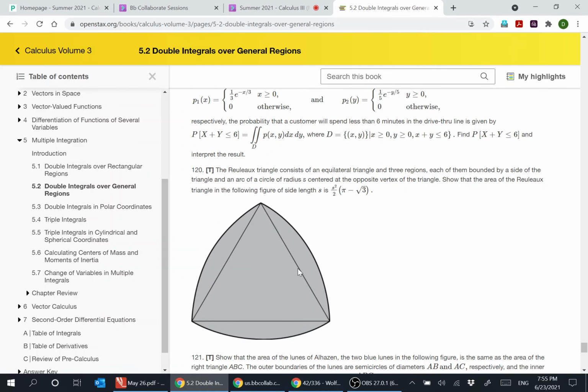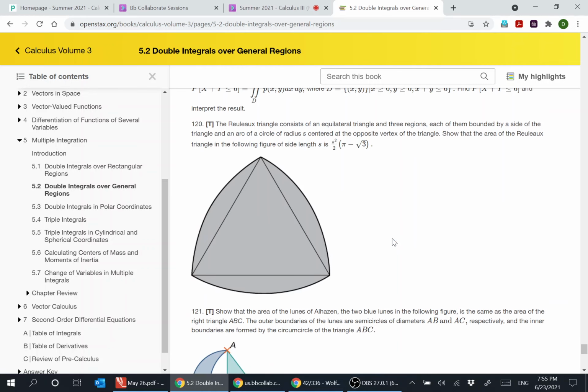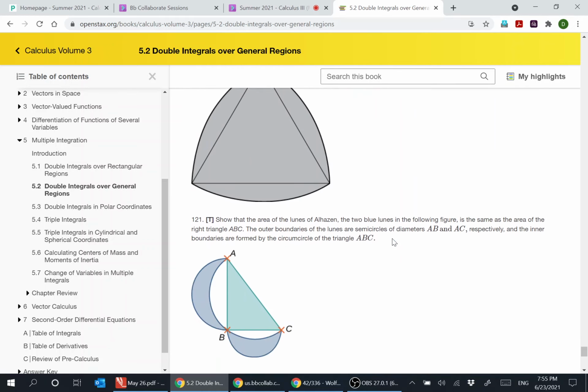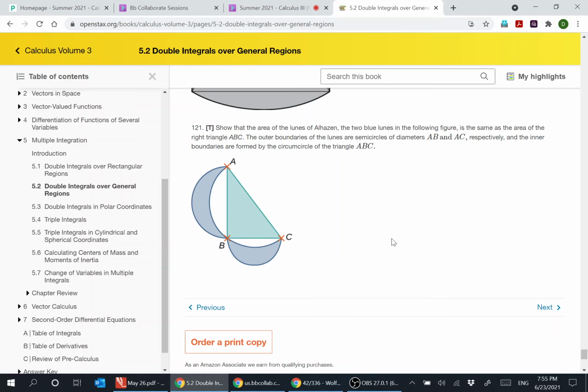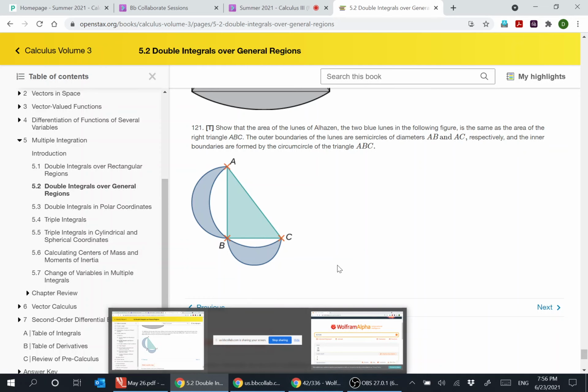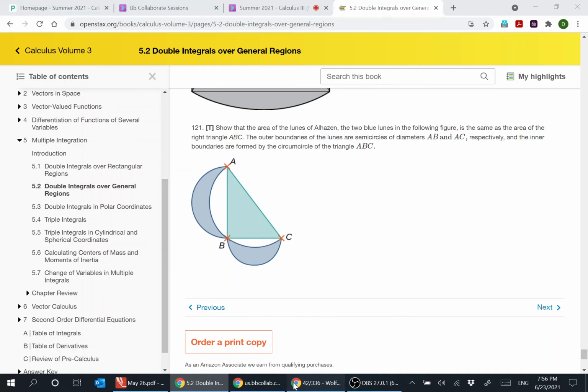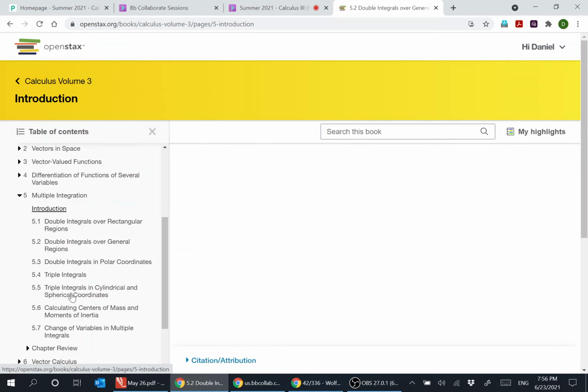All right, the Reuleaux triangle. Ooh, what's this thing? Balloons of Alhazen. Balloons of Alhazen. Huh. All right, let's move on to 5.3.